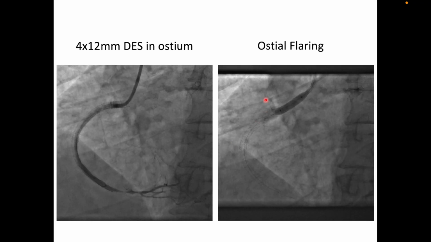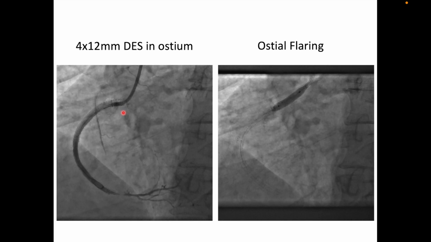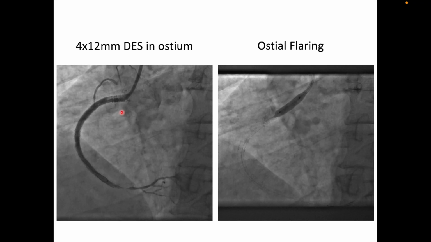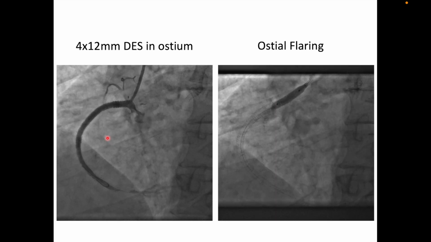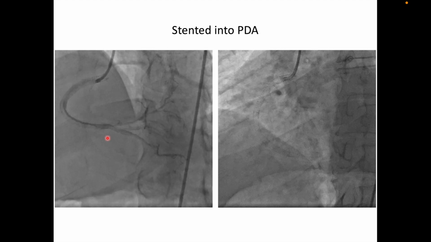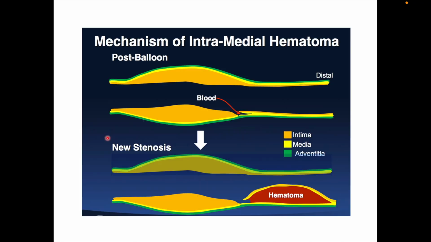So I went on, I'm just fixing this. I've put another stent here because the stent is now all fractured. I've crushed a part of it. So I've put in another 4 by 12 millimeter drug-eluting stent in the ostium and did ostial flaring. After sorting this out, I went ahead and stented from the distal RCA into the PDA, and then the patient was fine, and I have followed up this patient now for almost 4.5 years, or maybe more than that. The patient is doing well. So what's the mechanism?